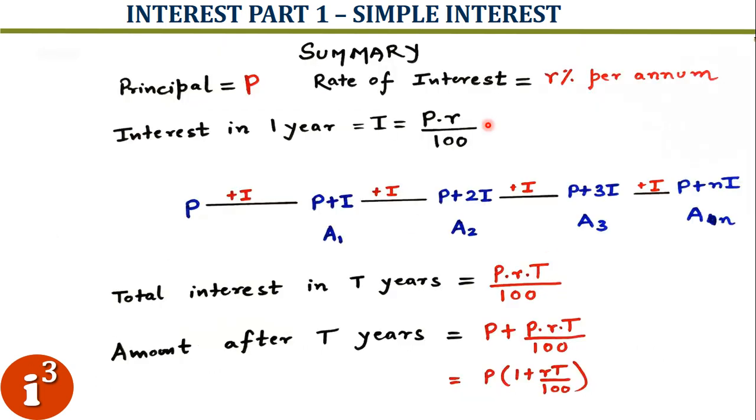Now let's try to summarize this. So the summary is what? Principal is P, rate of interest is R% per annum.